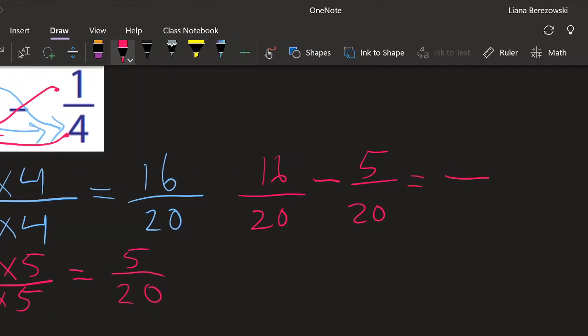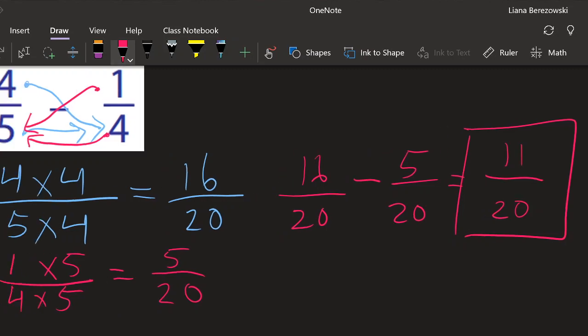Okay? So remember, our denominator doesn't change, so we leave it as 20. We don't subtract it, multiply it, add it. We don't do anything to our denominator. We just leave it as 20. And then we subtract the difference between our numerators. So we have 16 minus 5. That's going to give us 11. Okay, and so 11 is already simplified. We can't simplify that fraction any further. So this is going to be our answer here, 11/20.